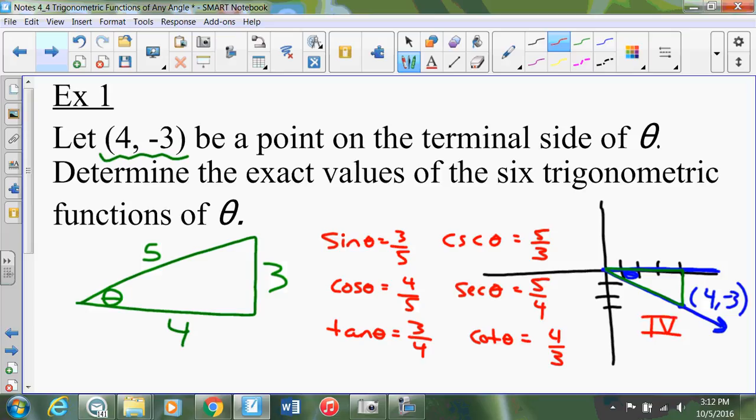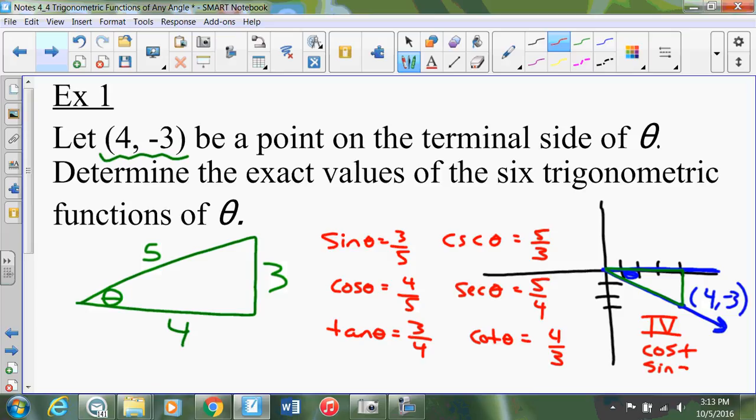And in the fourth quadrant, we have to remember, stepping on my microphone. Okay, in the fourth quadrant, we have to remember that cosine is positive, sine is negative.